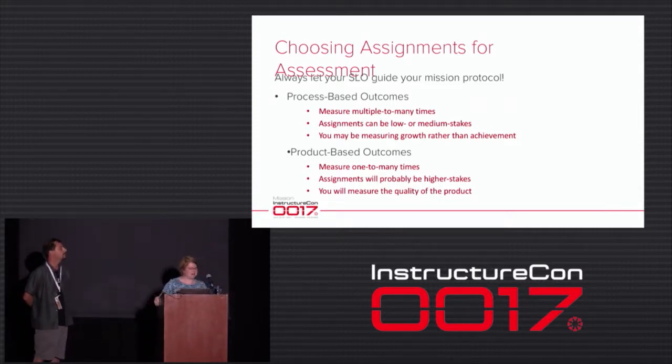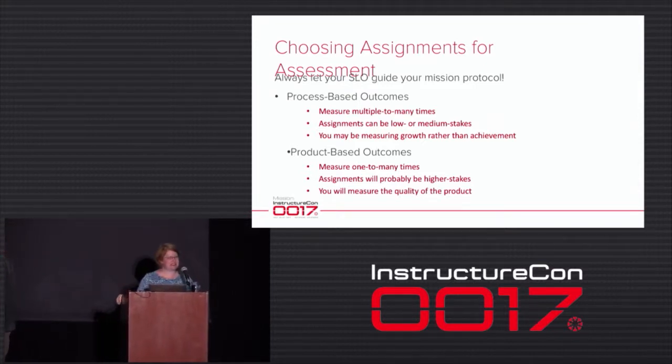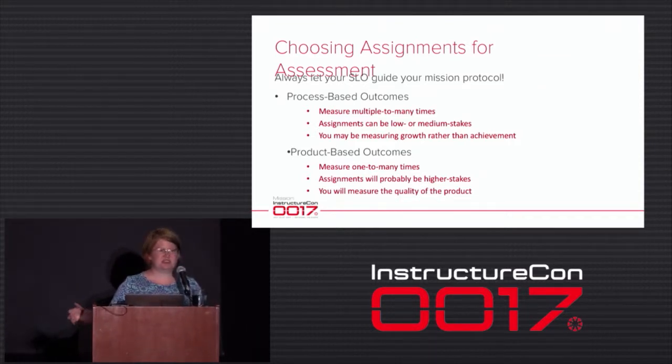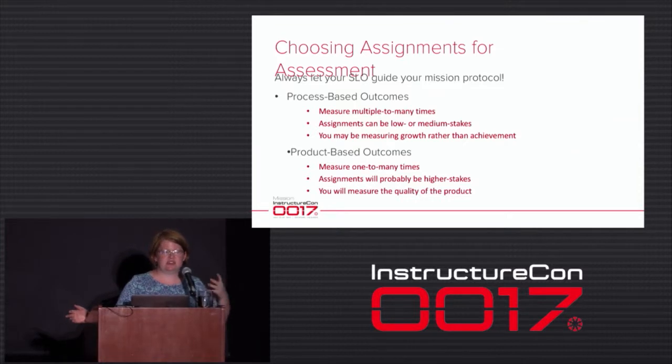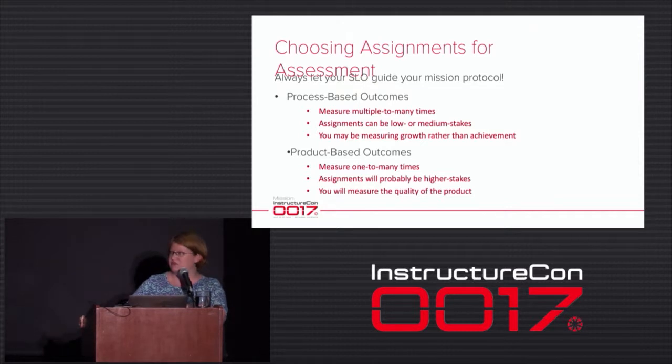So one tip that I like to give people is to let the outcome itself guide your assessment process. There are two main categories of outcomes: process-based and product-based. A process-based outcome is a process you want students to learn over a period of time. This is something you're going to measure multiple times, not just once. The assignments don't have to be big tests. A lot of times people think that assessment assignments need to be huge tests or projects, but they don't. This could be something like a blog or an iterative writing assignment.